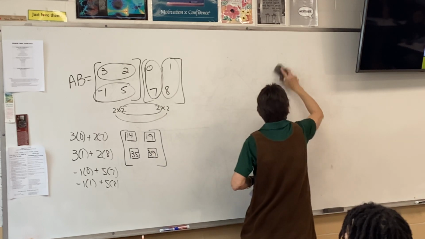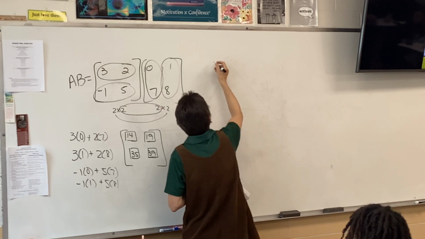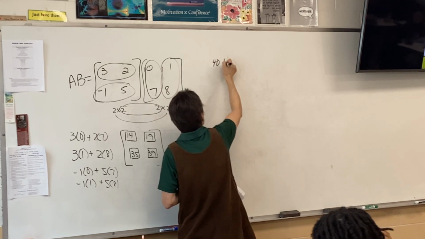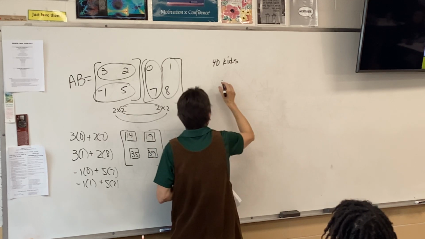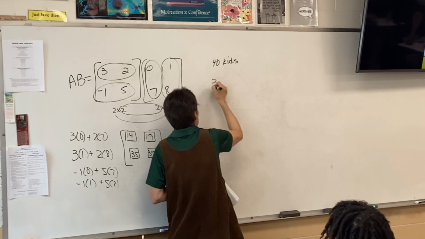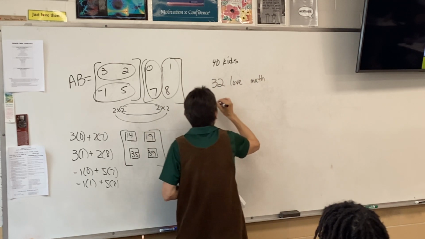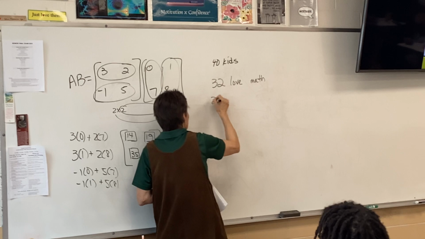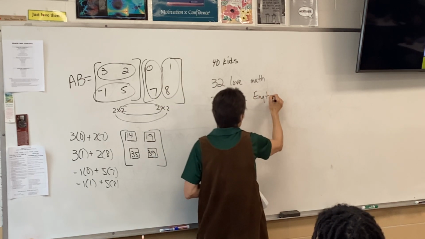Let's suppose that I have a busload of kids. I've got 40 kids on the bus, and 32 of them love math. And 27 of them love English.